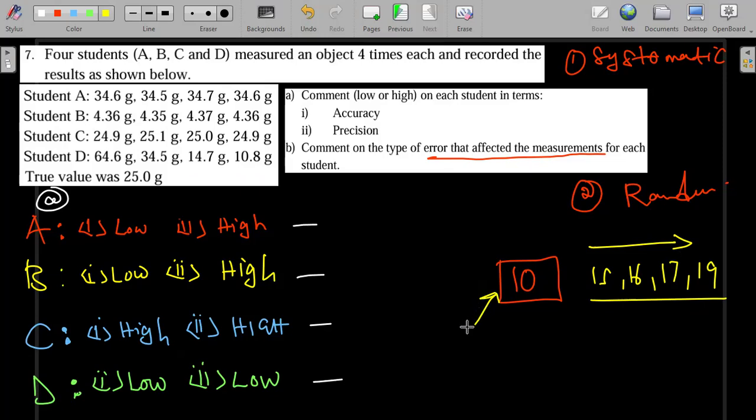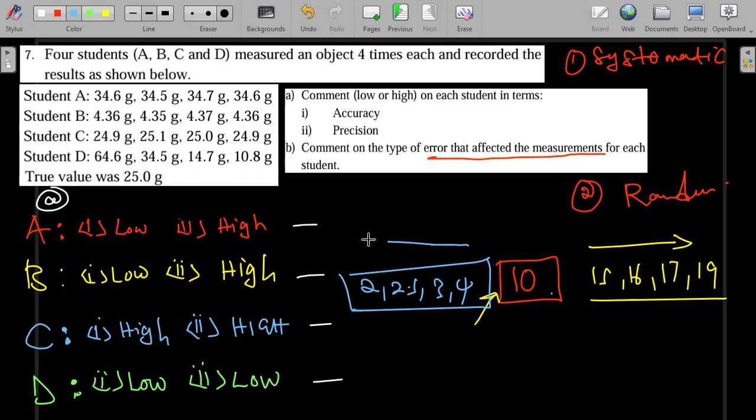Another set of data can be that maybe I get 2, 2.5, 3, 4 as my measurements, and my true value is 10. Since all of them are below the 10, we are going to say that's systematic error because they have a direction. All of them are going below the 10. And then for random errors to occur, it means we have no direction. The error is happening in both the increasing and the reducing direction.